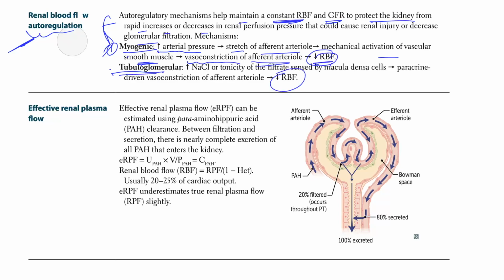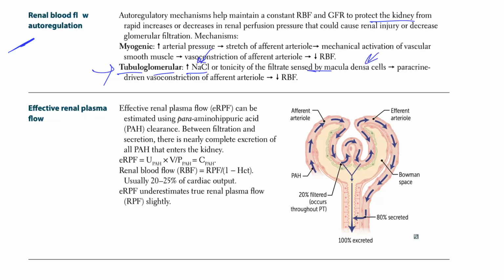Decrease in blood flow, but the mechanism is different. Let's read the tubuloglomerular. We have an increase in sodium chloride or tonicity of the filtrate. Increased sodium chloride is sensed by macula densa cells, which leads to paracrine-driven vasoconstriction of afferent arterioles. So if the afferents are vasoconstricted, you have a decreased amount of sodium chloride going into the macula densa and also going into the glomerulus, right?